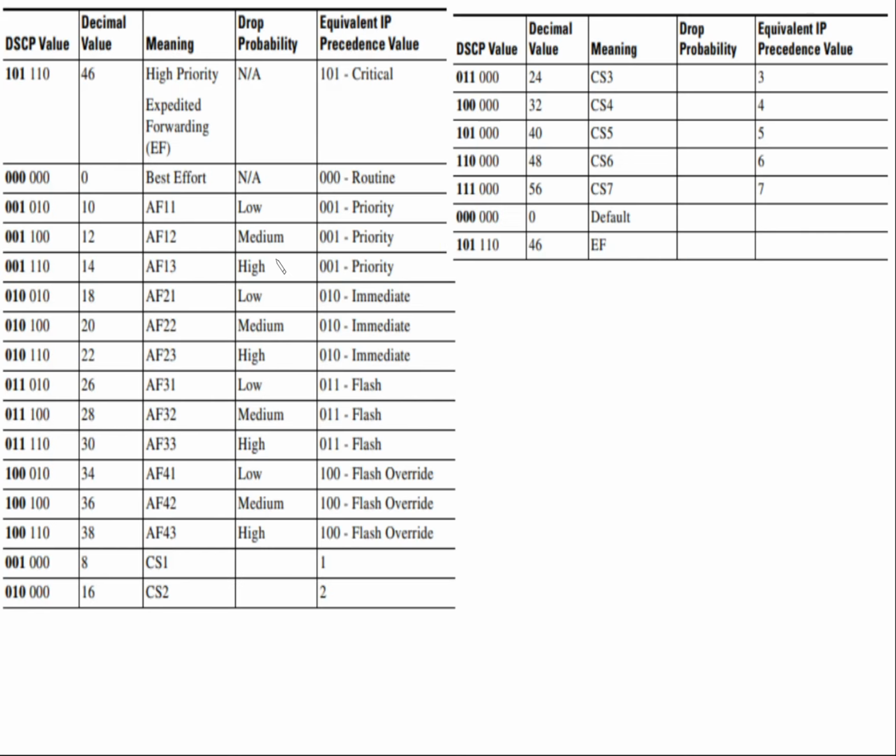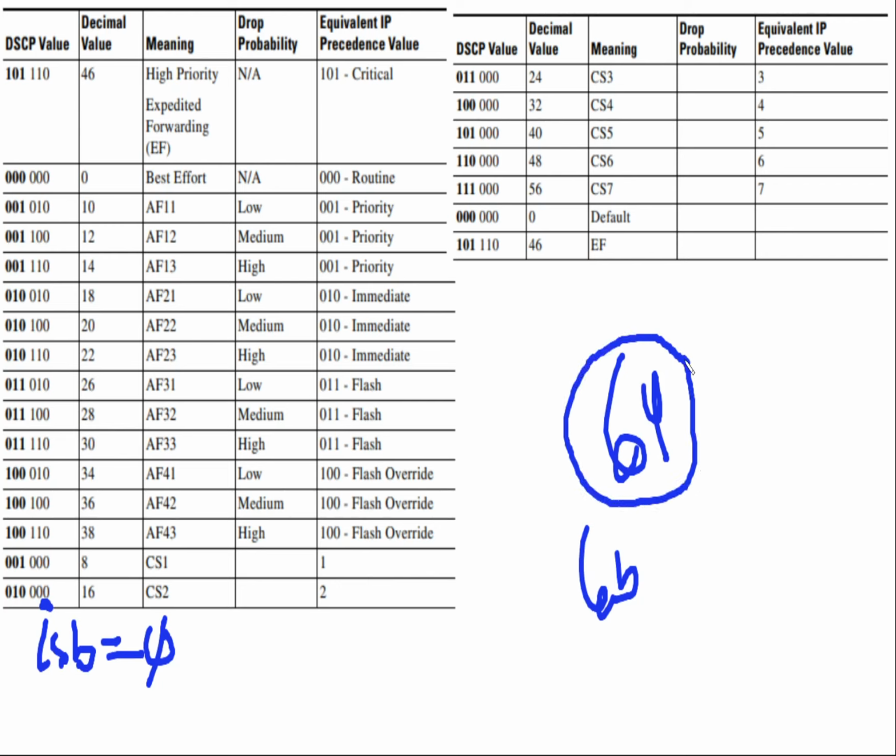And this is the DSCP table. Notice that we have 64 values because we have 6 bits available. However, notice that the least significant bit is usually 0. So the DSCP standard actually allows fewer than 64 values, but you can, however, use the 64 levels if you want to, because you have 6 bits available to you.